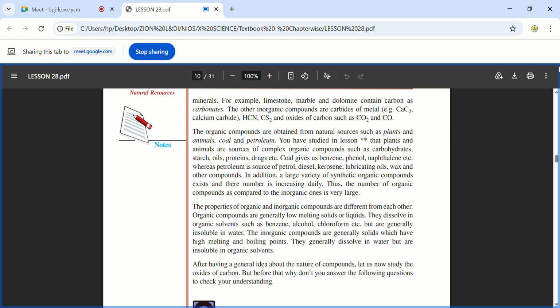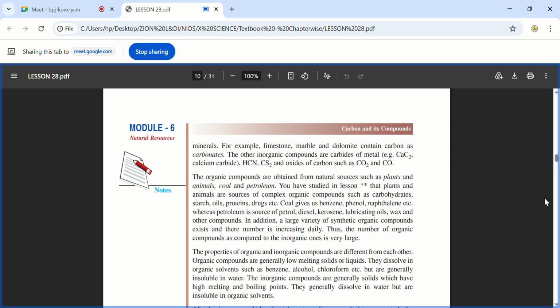The properties of organic and inorganic compounds are different from each other. Organic compounds are generally low melting solids or liquids. They dissolve in organic solvents such as benzene, alcohol, chloroform, etc., but are generally insoluble in water. The inorganic compounds are generally solids which have high melting and boiling points. They generally dissolve in water but are insoluble in organic solvents. After having a general idea about the nature of compounds, let us now study the oxides of carbon.